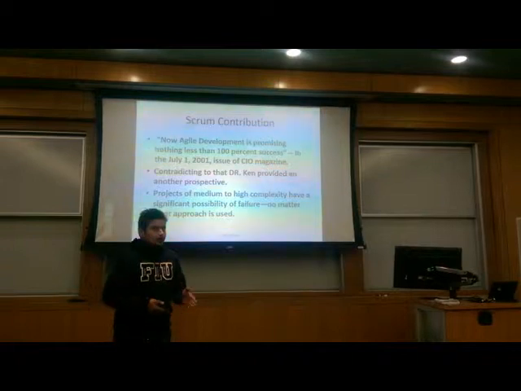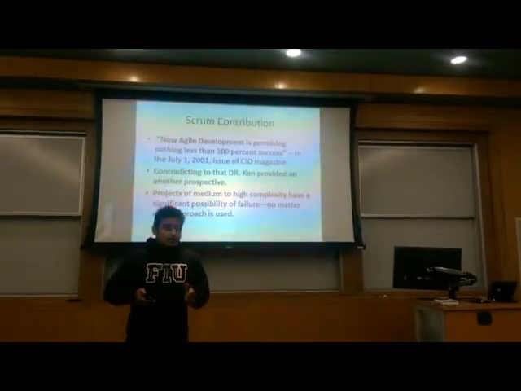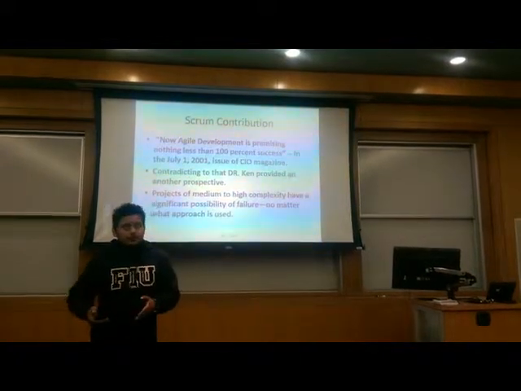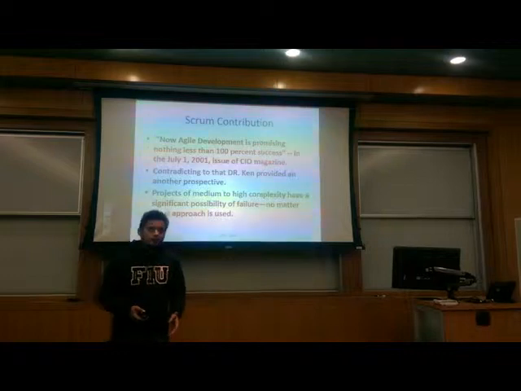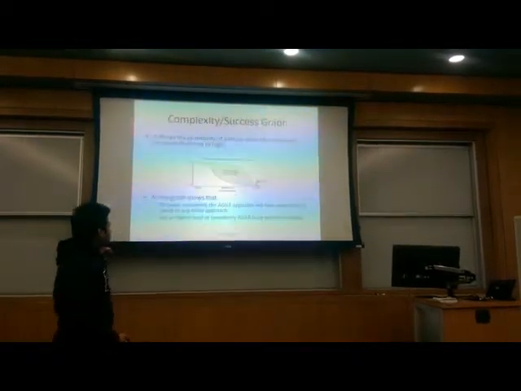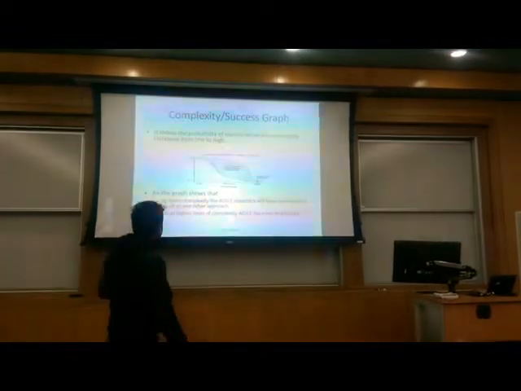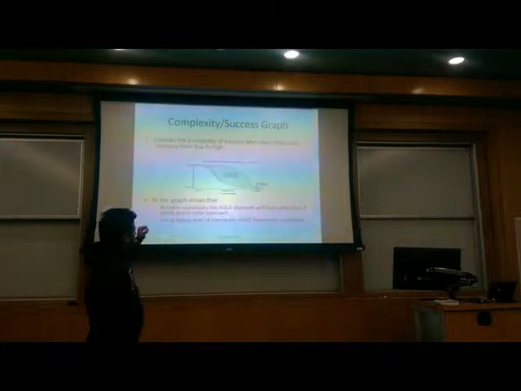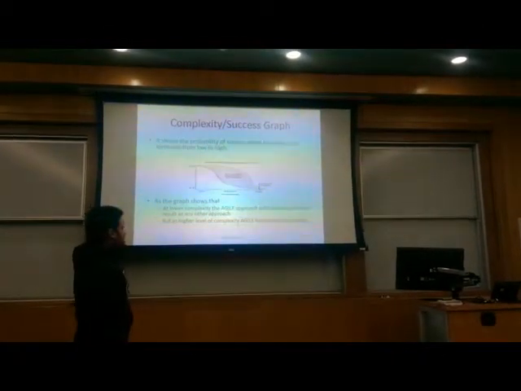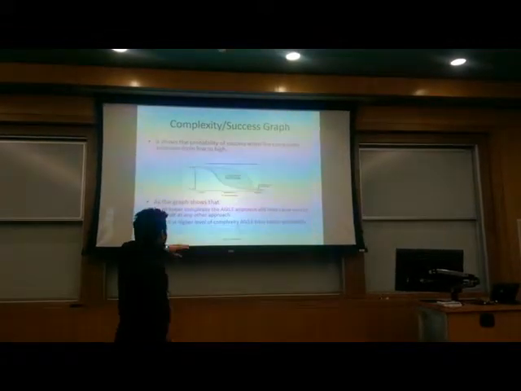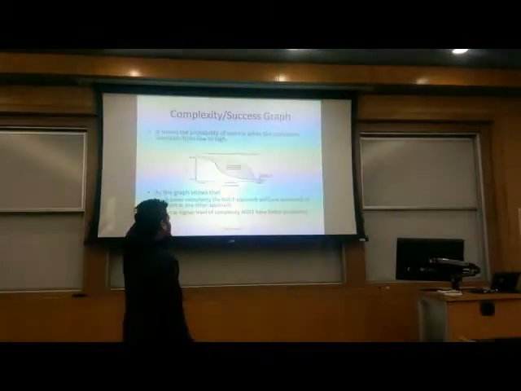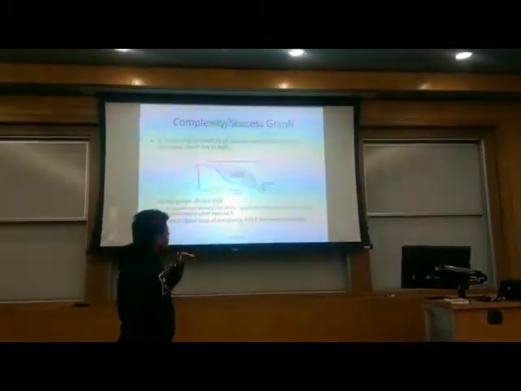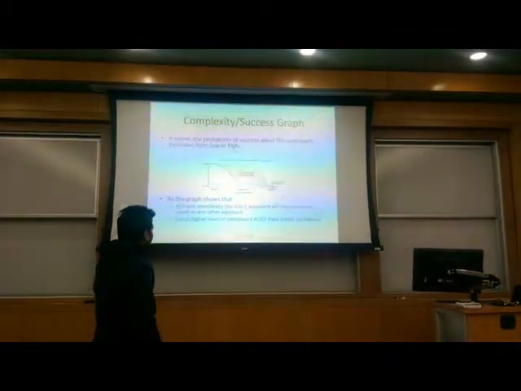He says the success rate, or the probability of success, lies on the complexity of the project. If the complexity of the project is medium to high, no matter which approach you use, there's always a chance of failure. To show this, he has given us a graph called the complexity success graph. In this graph, we have complexity from low, medium, and high, and probability of success from 0.1 to 0.9. Whatever the approach, at low complexity the probability of success is very high. But when it comes to medium and high, the probability reduces. At high, we assume that it's 0.1.